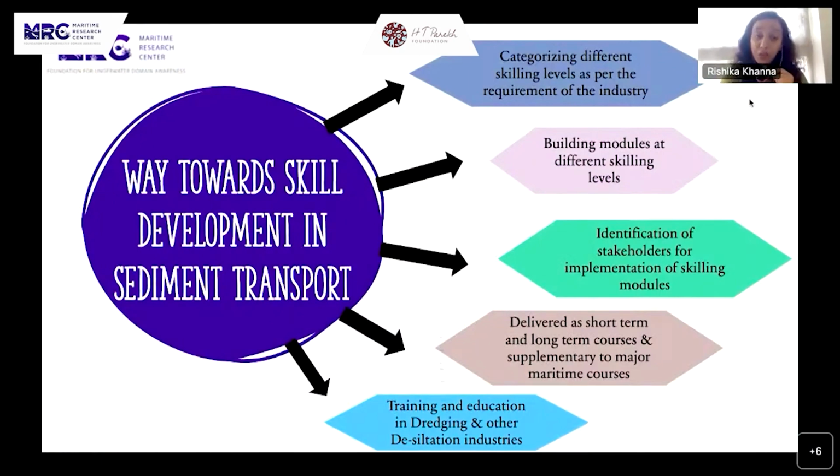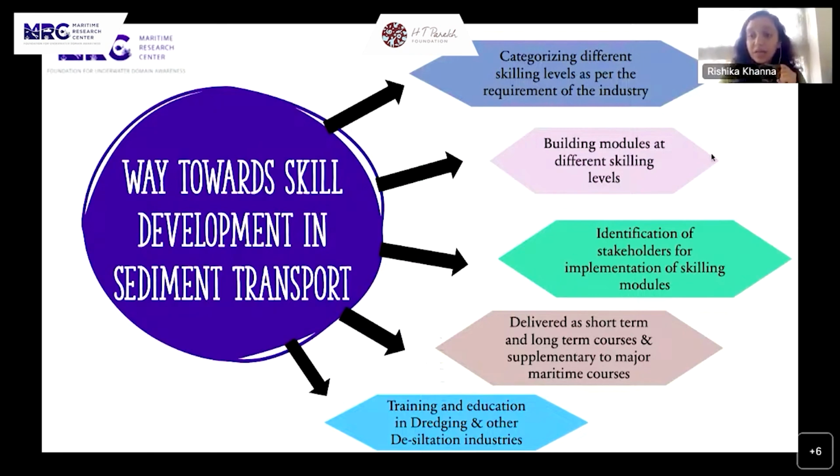Now, what is the way towards skill development in our sediment transport system? The first step towards it will be categorizing the different skilling levels as per the requirements of the industries, that is from the level of people who are on ground handling the equipment to the people who are sitting in the offices and logging the data into the systems, and then building different skilling modules for each of the levels.